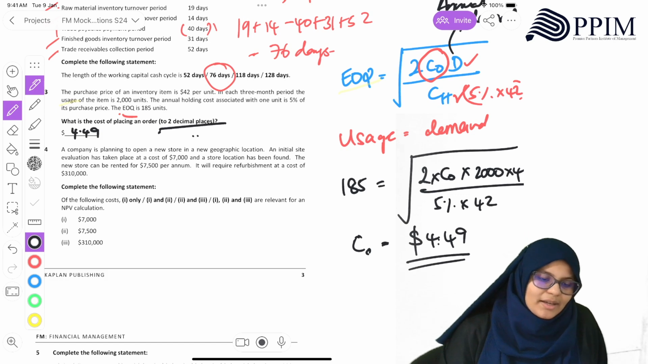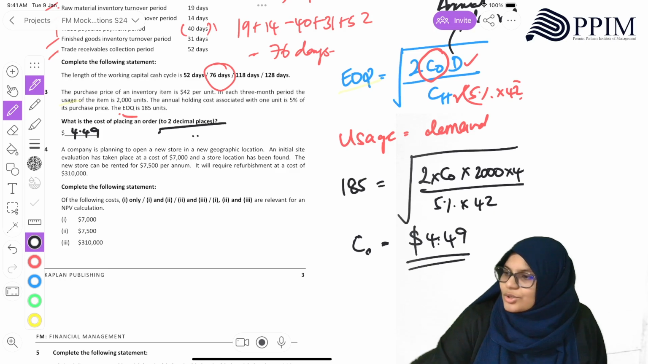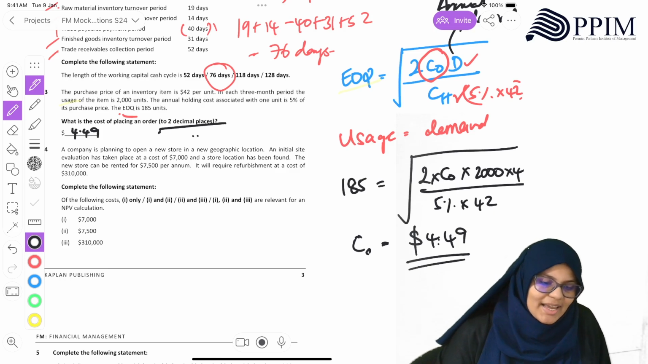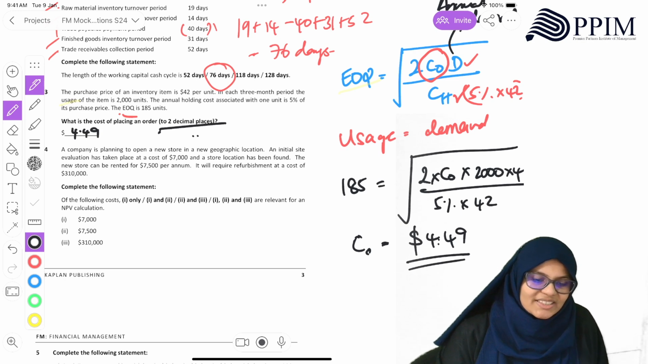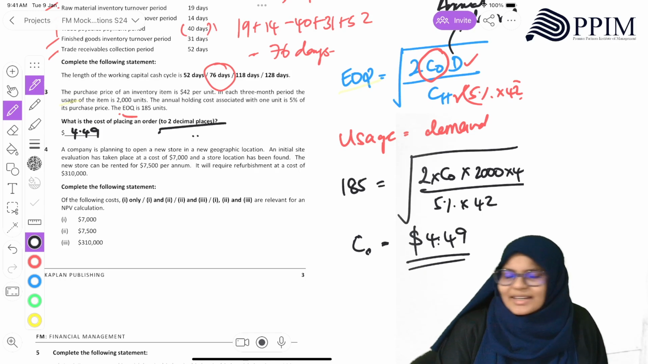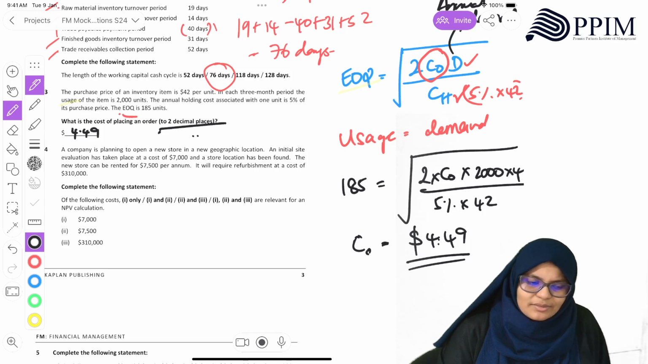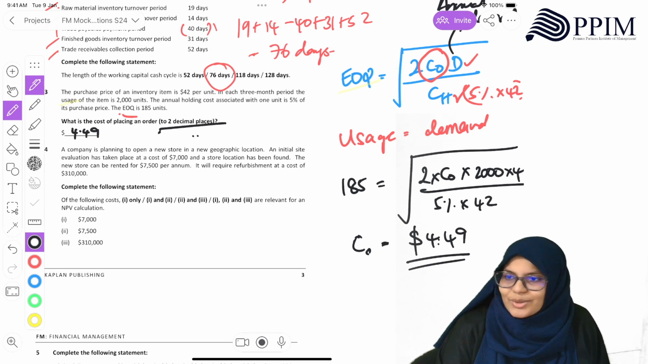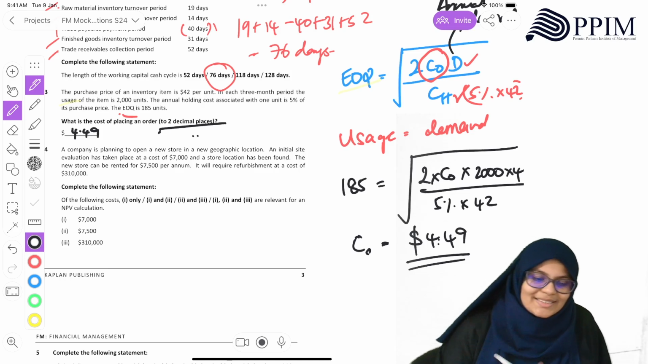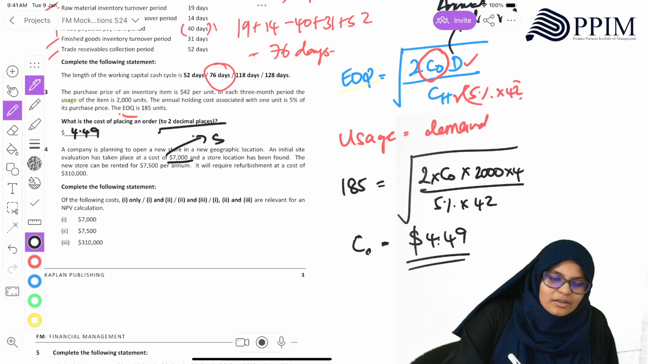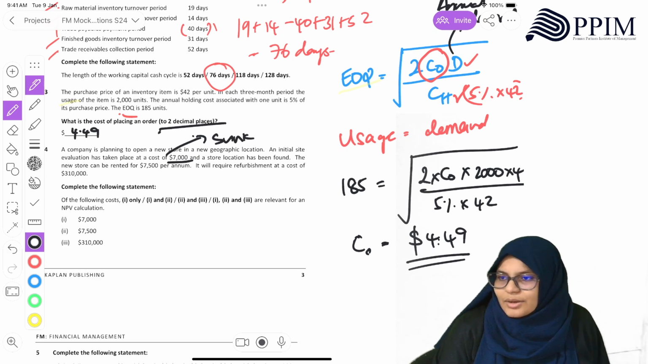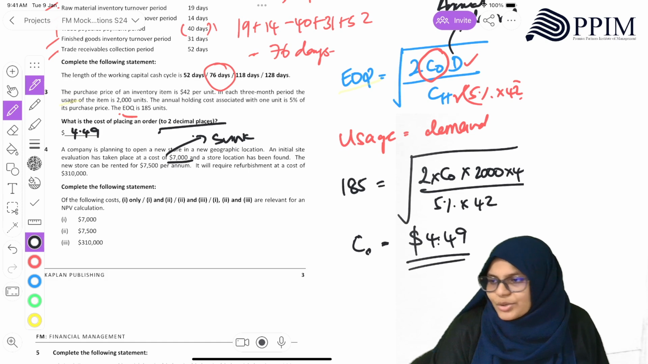Right, so the fourth is saying a company is planning to open a new store in a new geographic location. An initial site evaluation has taken place at a cost of 7,000 and a store location has been found. So they are trying to open a new store somewhere and they have spent 7,000 as an initial site evaluation. Now tell me, this 7,000, I haven't even read the question, but I'm just asking you, is it relevant? No, because this is what we call a sunk cost. It's already sunk. You have already incurred that cost. Now, even if you don't open the new location, you can't get the 7,000 back. So you have to forget about it.